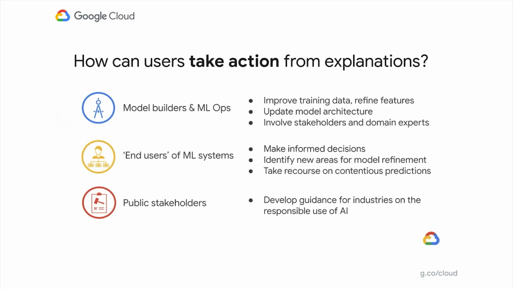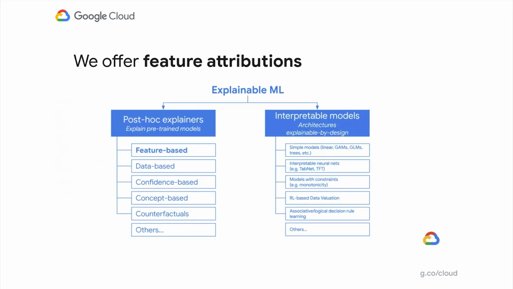Finally, public stakeholders might take action from explanations by using higher level summaries of models to develop guidance for different industries on responsible AI. Now let's look at how we can use explainable AI on Google Cloud today.